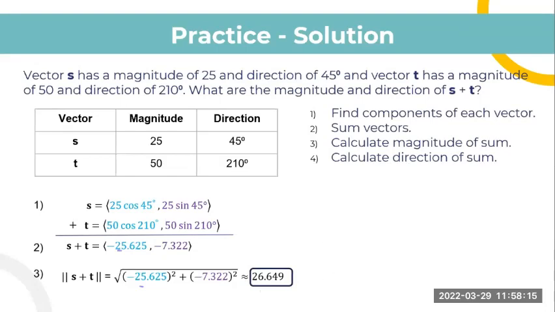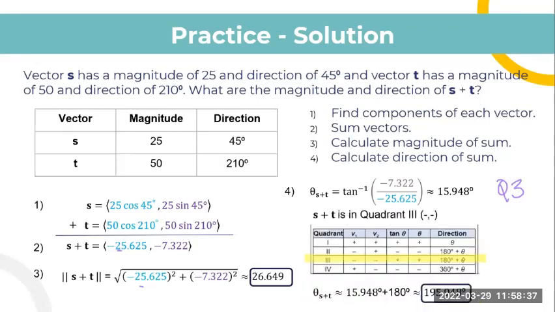And then last step, calculating the direction. So using the inverse tan of my y divided by my x of the resultant gives me 15.948. But like we said, that is a negative x, negative y. We know this is in quadrant 3, which means we need to add 180 degrees to get our true direction of that vector.